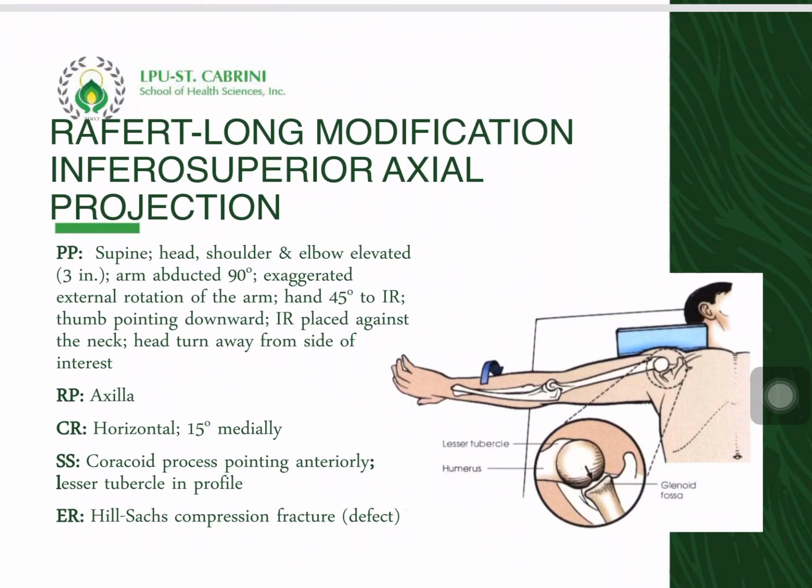The central ray for this modification is directed horizontally and angled 15 degrees medially, entering the axilla and passing through the acromioclavicular joint.